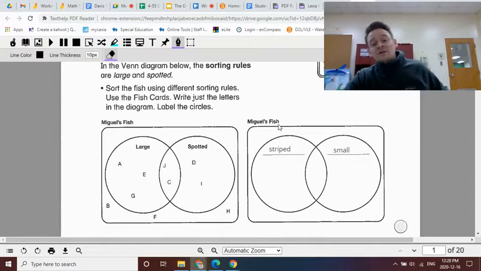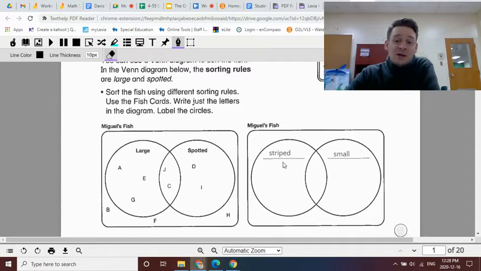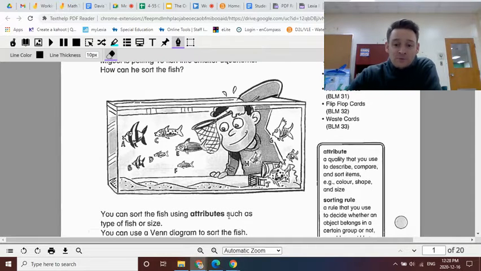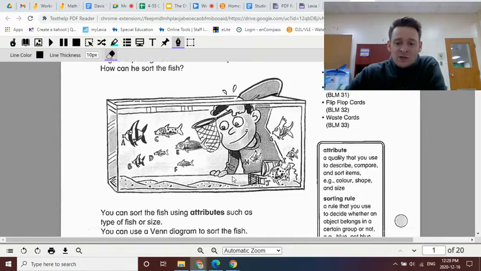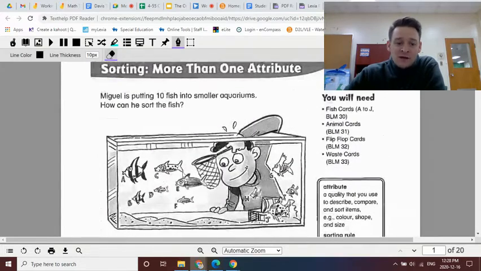So let's choose a different way to sort the fish. And if you're using my example, you're looking at striped fish and small fish. So up we go. We have fish here, so I just want to remind myself, striped and small, that's what I'm looking for.